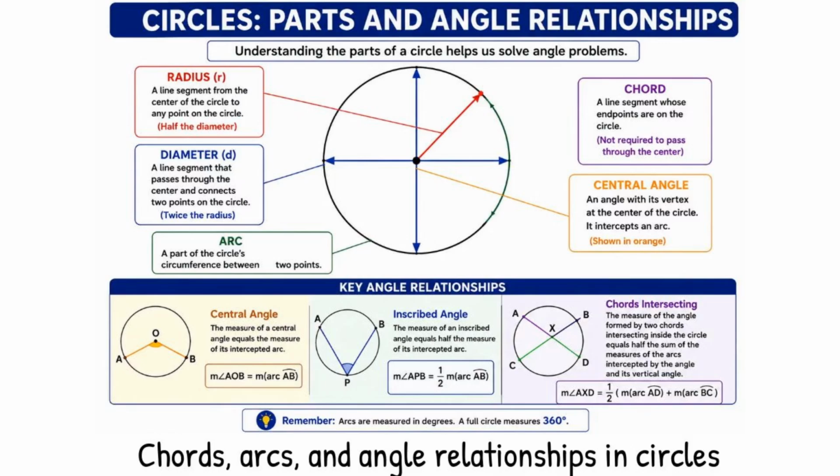A central angle has its vertex at the center, and its measure is equal to the measure of the arc it intercepts. An inscribed angle has its vertex on the circle, and its measure is half the measure of its intercepted arc. This is one of the most useful circle relationships in geometry.